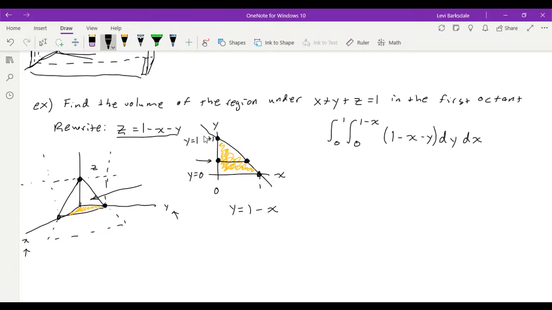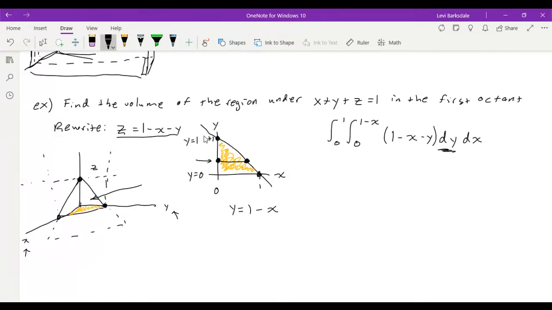I think I maybe misstated a couple of things. Because I put this line in terms of y equals, that means we're actually integrating with respect to y first. But regardless, you can still see our x value ranges from 0 up to 1.